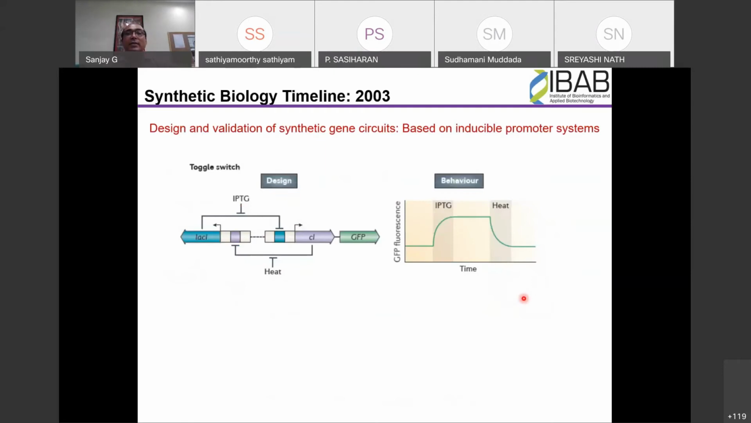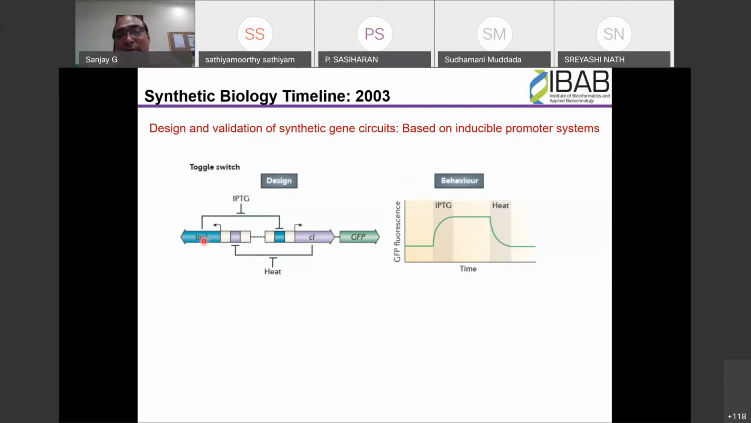Now, the first thing that came, completely synthetic and kind of going towards this automobile manufacturing, is to make switches. So we make an on-off switch or a toggle switch in electrical devices. Can we make it using genes? And the answer was yes. So in 2003, the first report came where they designed and validated synthetic gene circuits. And this was based on inducible promoters.